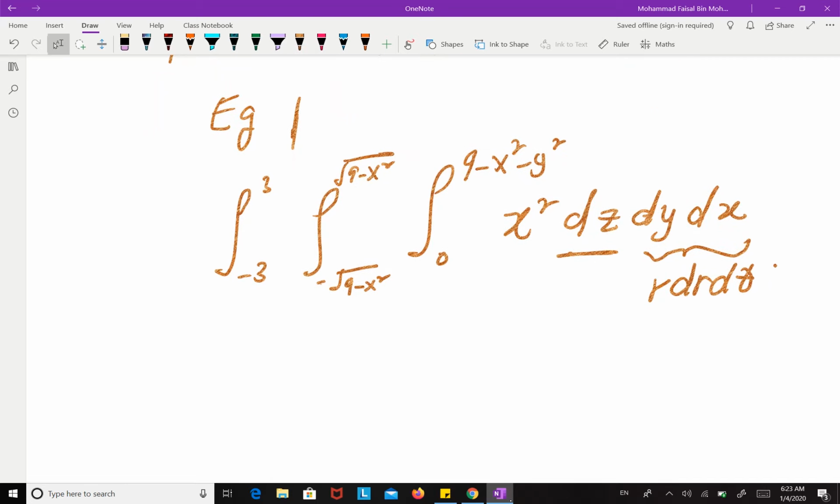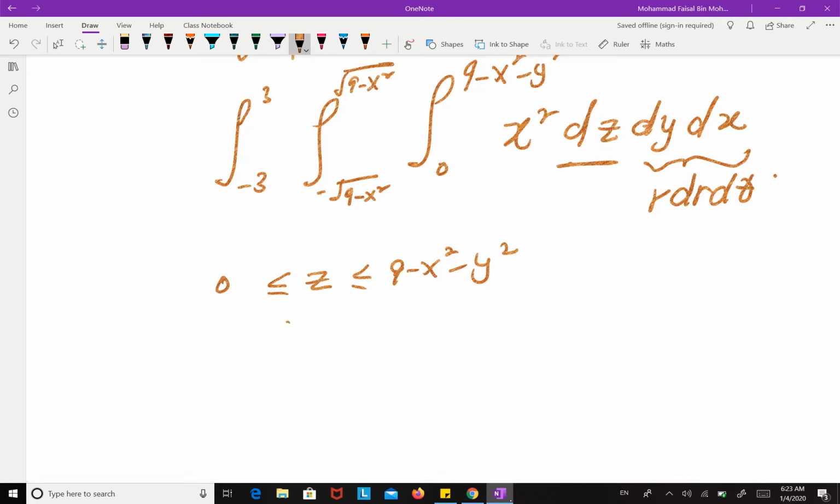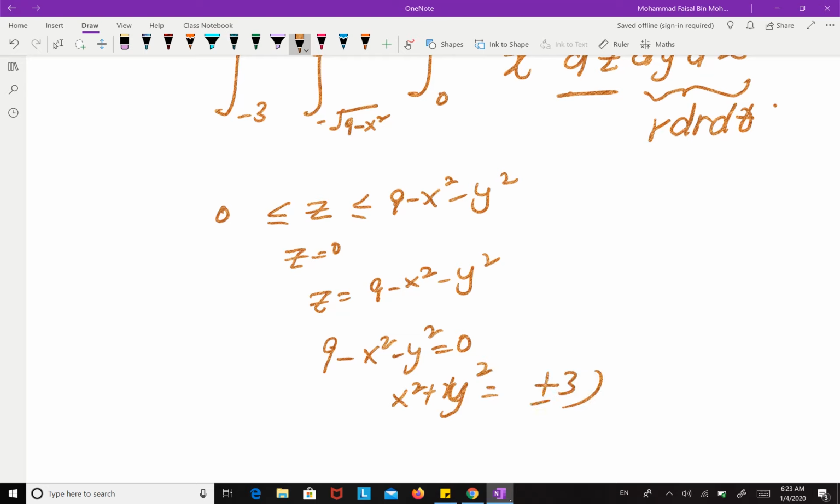First, how to sketch. See the region where z is between 0 and 9 minus x squared minus y squared. So z equals 0 is the lower bound. When z equals 0, you get 9 minus x squared minus y squared equals 0, so x squared plus y squared equals 3 squared. So you have a circle with radius 3. In 3D, we'll get a cylinder.